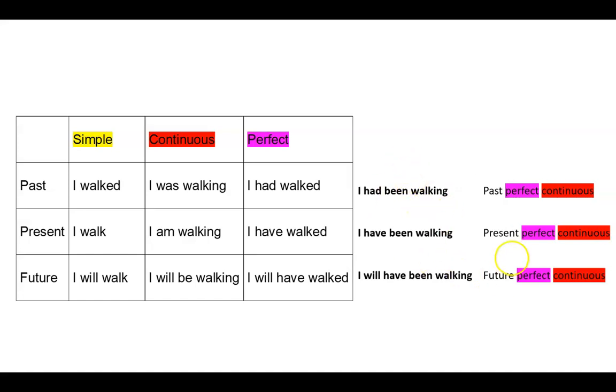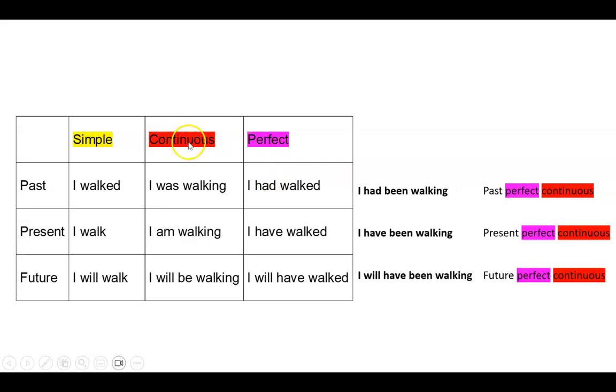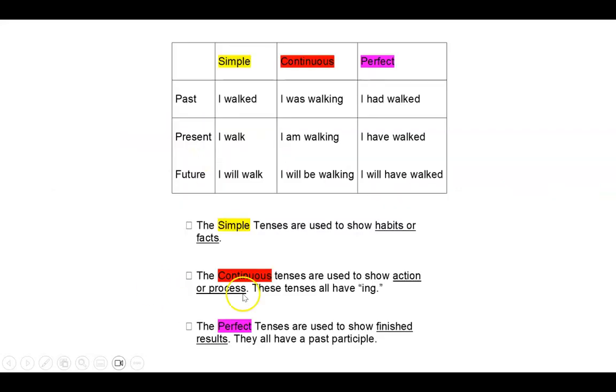I think what we need to do, of course, is try it out. Look at some differences and have a quick check on, well, these 5 sentences are really strange. Why are they strange? And what would be better? This one says, ouch, I've been cutting my finger. Let's think about that. It sounds funny and weird in English because, well, if we think about the continuous, right, it's all about action or process.